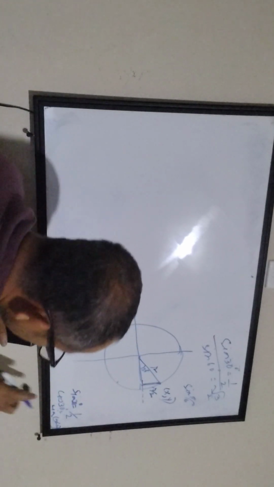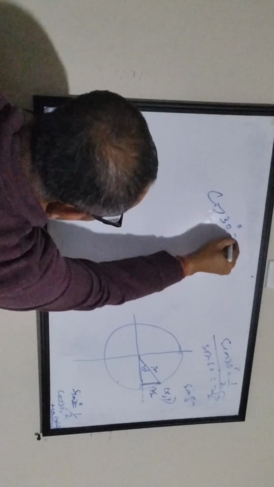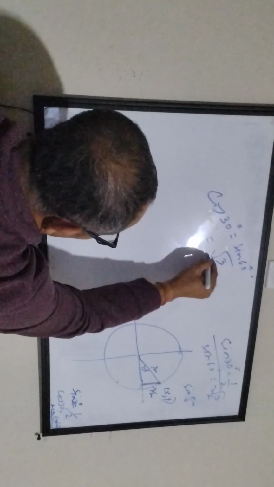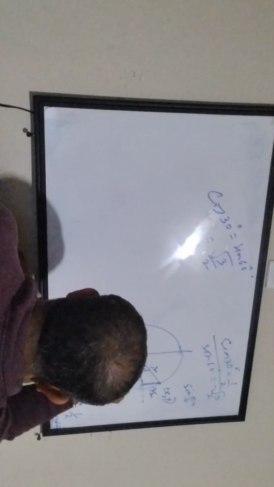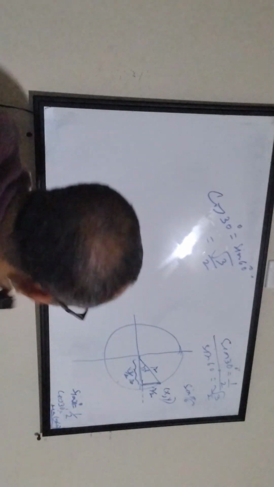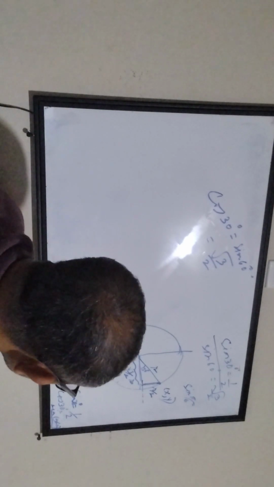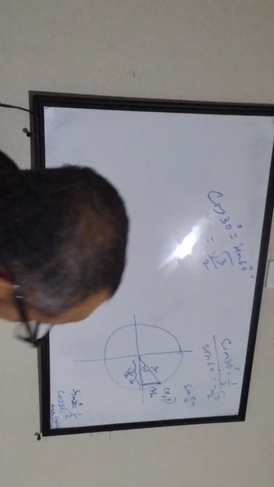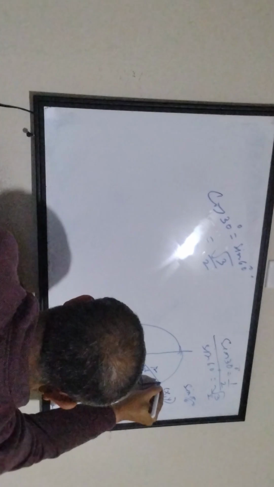So we know sin 30 is 1 by 2, meaning this side is half. Let's say this is radius by 2. Similarly, cos 30 degree is equal to sin of 60 degree, which equals root 3 by 2. Meaning this portion from here to here is root 3 by 2 of r. Yeah? Yes. Yeah.